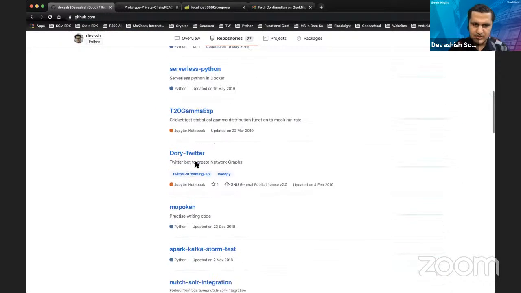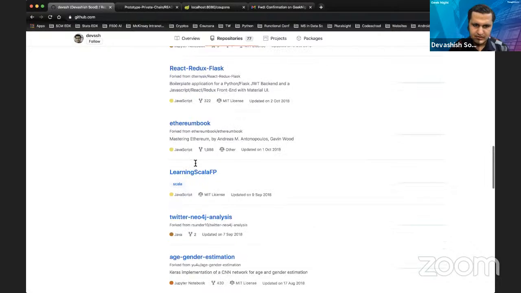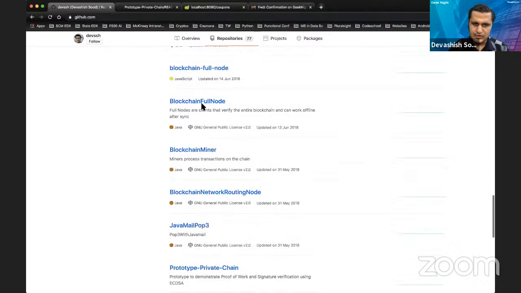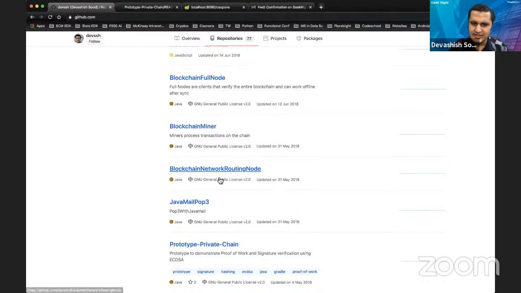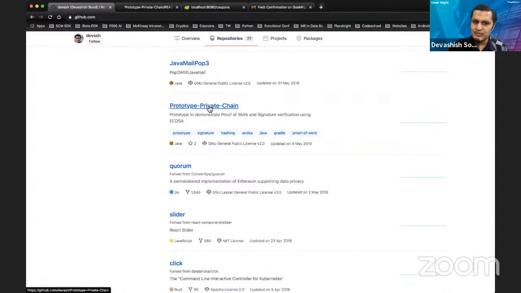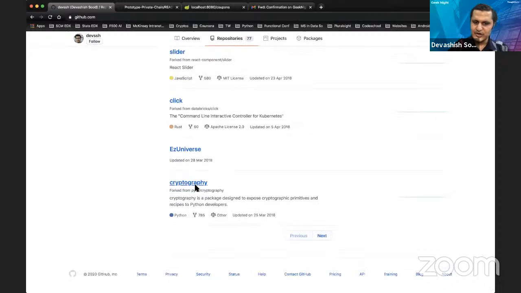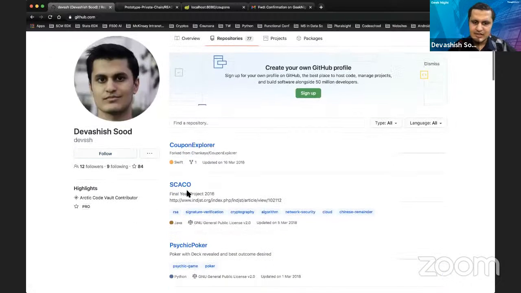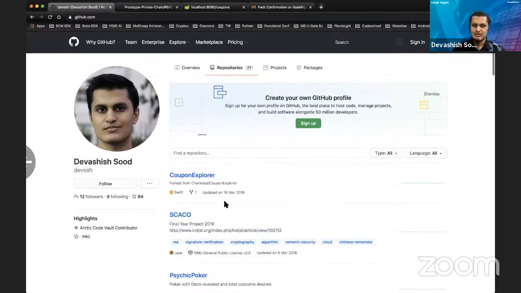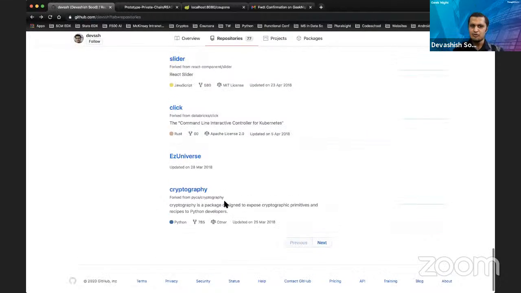There's something known as, yes, you can search blockchain full node. What is a miner? Routing node? I don't think there's anything in routing node. But yeah, prototype private chain is there. You can check out Quorum. Cryptography libraries are there. And there is Kako SCS here. You can check this paper out. This is the link for the paper. You can check out what an RSA is and how to create control access and rules in that.